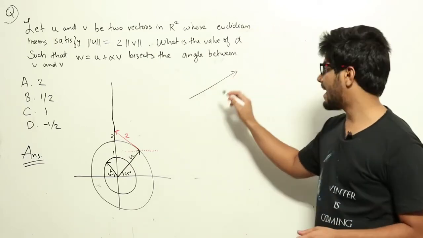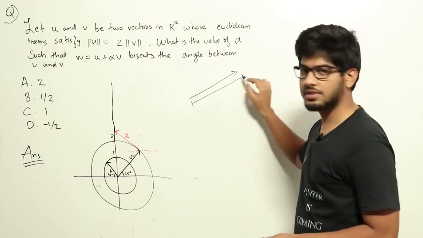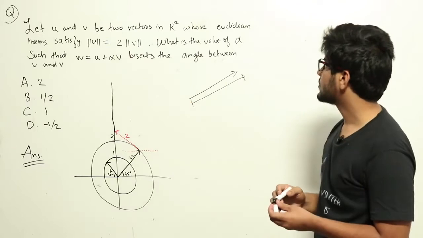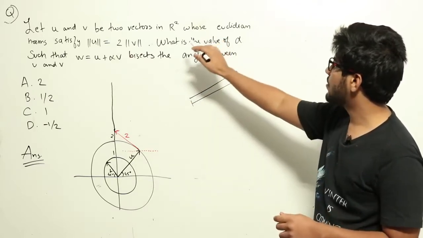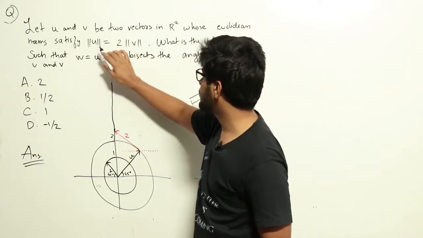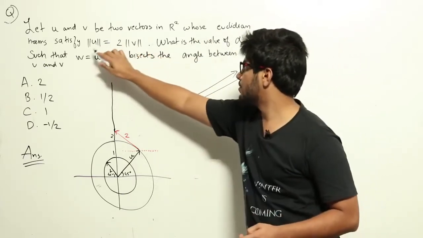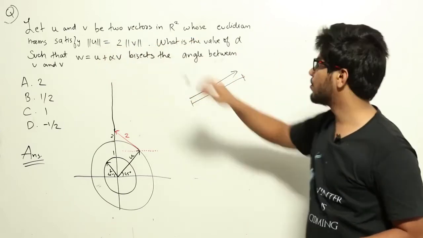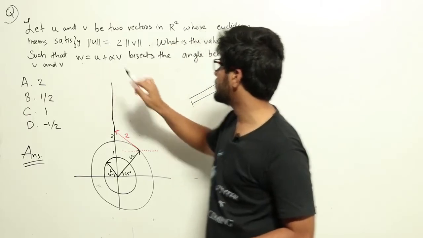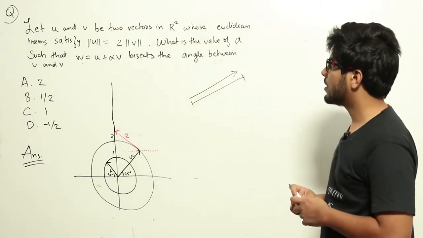So a vector will have a direction as well as an associated length of this arrow. This length is what we call norm of the vector. So here we have been given two vectors which satisfy this condition, such that norm of U equal to 2 times norm of V. That means the length of the arrow for U is twice the length of the arrow for V. What is the value of alpha such that this vector W equal to U plus alpha V bisects the angle between U and V?